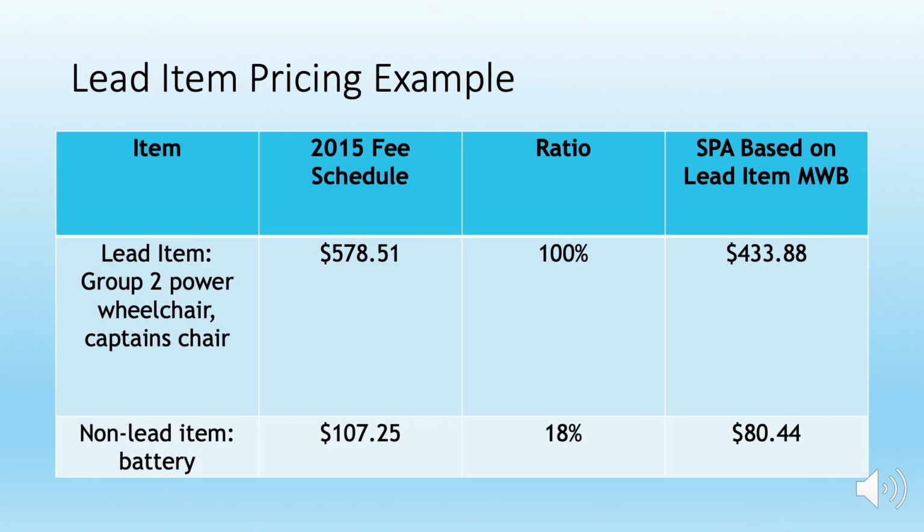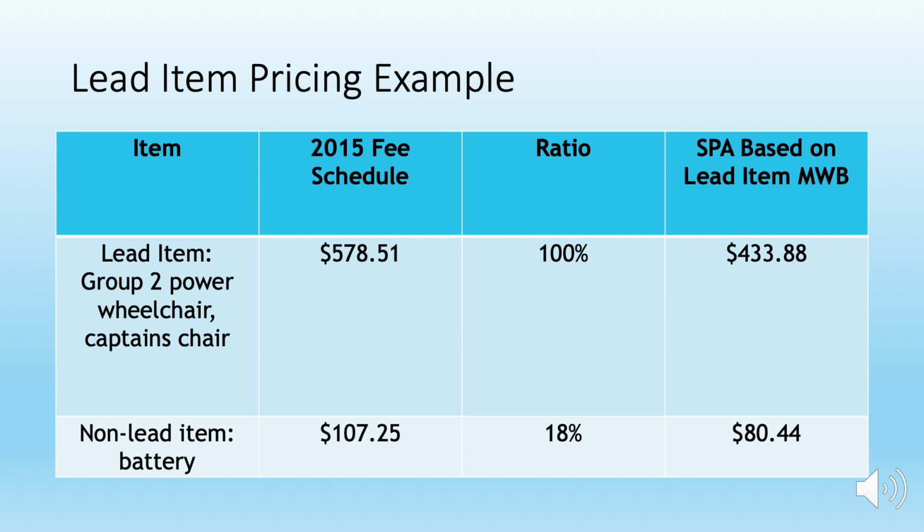Let's look at a concrete example of how a lead item price impacts and creates a non-lead item. This particular example is from the standard power wheelchair category, and we're looking at a KO823, which will be the lead item, the item that the Medicare program paid the most money on in the base year, a Group 2 power wheelchair with captain's chair. If you look at the 2015 fee schedule for that lead item, it was about $578. And if you pick out one non-lead item, and in this instance we'll look at one of the batteries, the price was $107.25 in 2015.